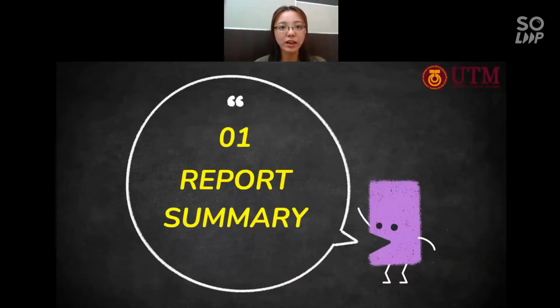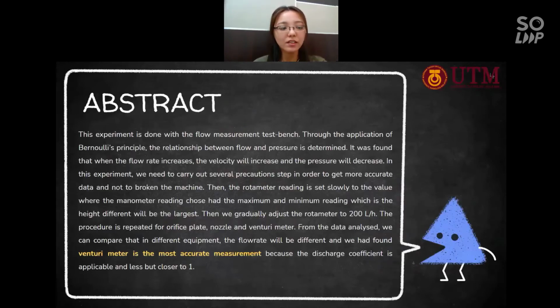First, let's start by looking at the report summary. This experiment is done with the flow measurement test bench. Through the application of Bernoulli's principle, the relationship between flow and pressure is determined. It was found that when the flow rate increases, velocity will increase and the pressure will decrease. In this experiment, we need to carry out several precaution steps to get more accurate data.